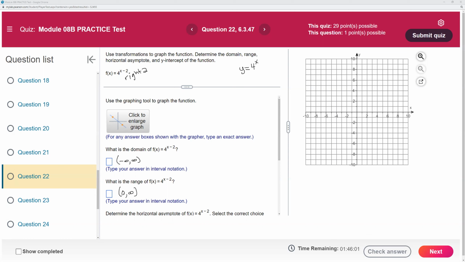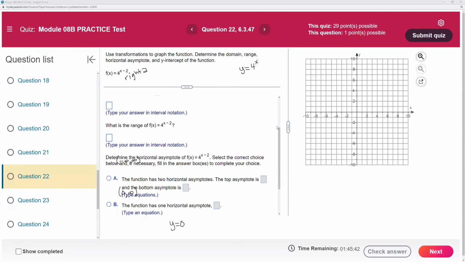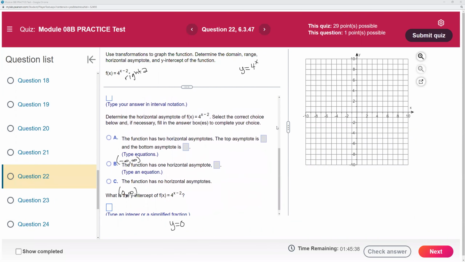And again, none of these are brackets because you can't have a bracket on an infinity, and parentheses on a 0 means we can't touch or cross that line. We don't actually touch the value of 0. The horizontal asymptote is going to be y equals 0 for this one. Let me see if there's any other questions before we do the graph. Yeah, so there's one horizontal asymptote at y equals 0 and the y-intercept.